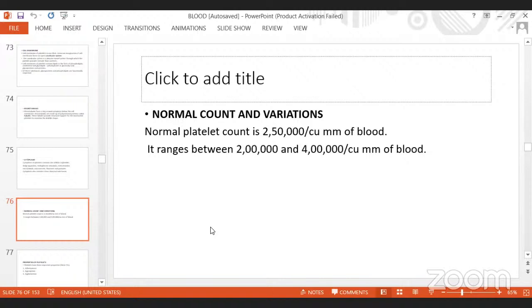And the properties, that is the 3 A's: adhesion, aggregation, and agglutination. So adhesiveness is the property of sticking to a surface.